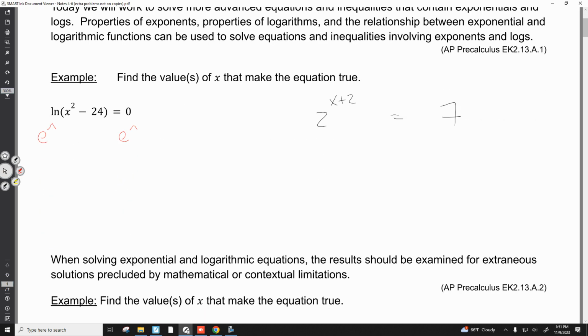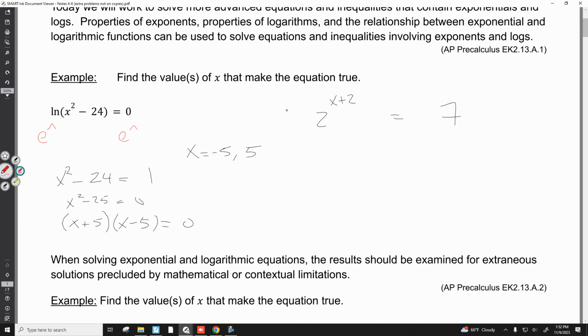I have x squared minus 24 equals e to the 0, which is 1. And I know that, and I'm writing it down. I can isolate x by moving the 24 over and then square rooting, or I can move the 1 over and factor. It doesn't matter. There's multiple ways to do this. I get answers x equals negative 5 and 5. We'll come back to this one in a second.